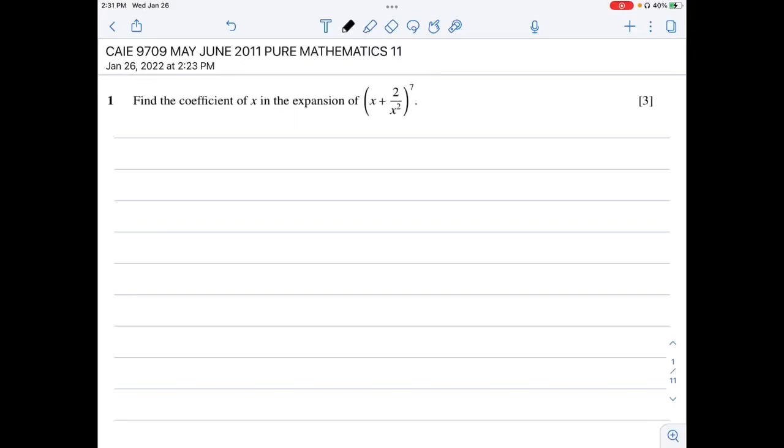So welcome, this is CIE 9709, May 2011, Pure Mathematics, Paper 11. We shall try to solve all the questions. Find the coefficient of x.